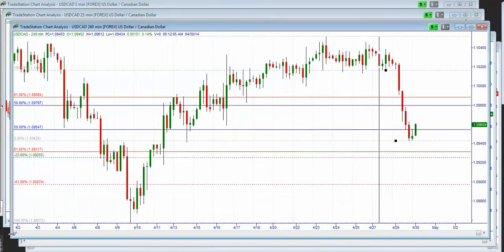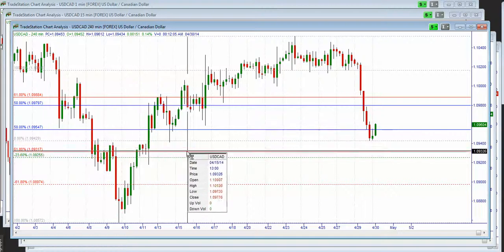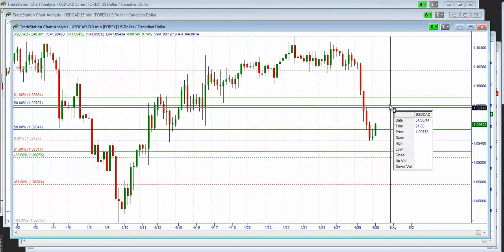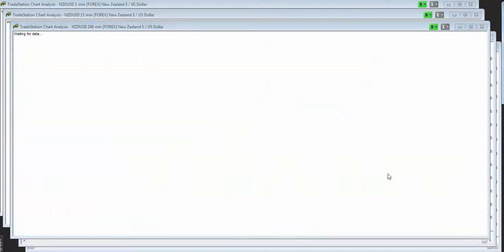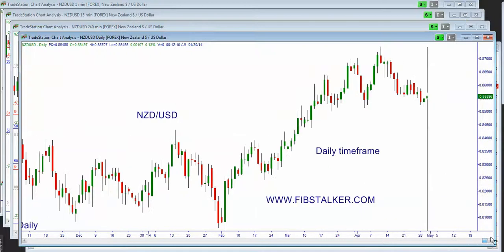So if we go to the 4-hour here, 109.17 would actually line up with this first target here, if price respects this next measure move. So we need to wait and look what happens here. Moving to the New Zealand dollar, US dollar, the last market for today.